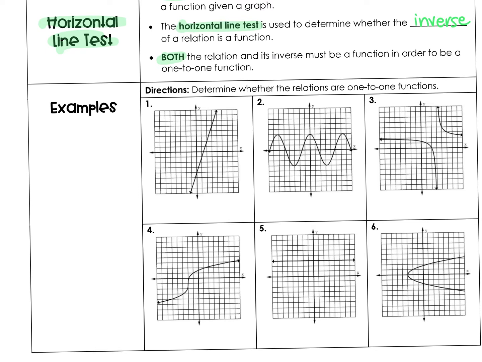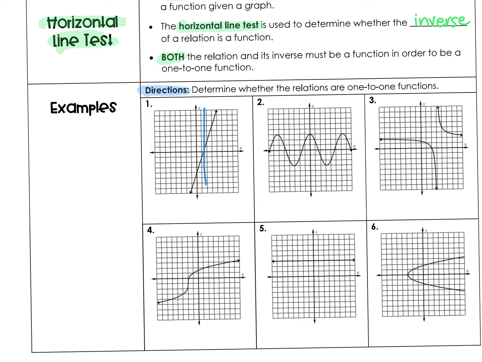Okay, so let's look at some of these examples. Our directions here say: determine whether the relations are one-to-one functions. To be a one-to-one function, we have to pass the vertical line test and the horizontal line test. For example, on number 1, if I draw a vertical line anywhere on this graph, I'm only going to touch one time. That means this relation is a function. That's the vertical line test. You use the vertical line test to see if a relation represents a function. So this one does. Now let's see if it represents a one-to-one function.